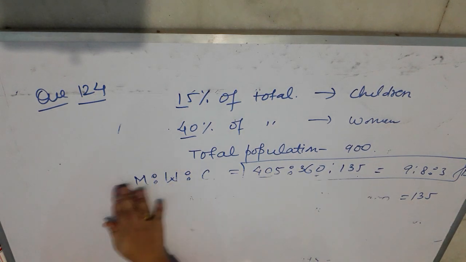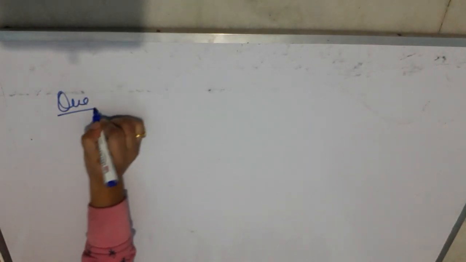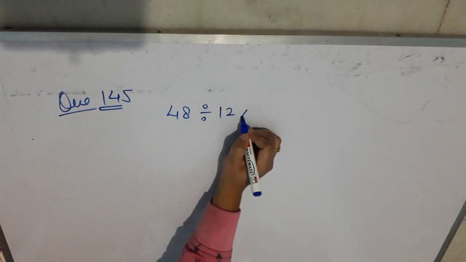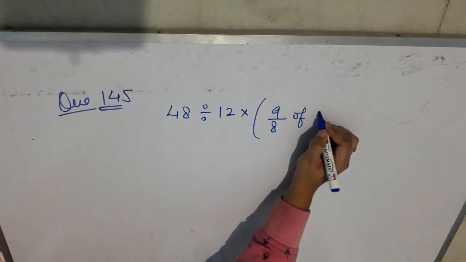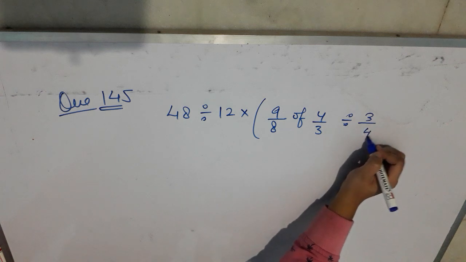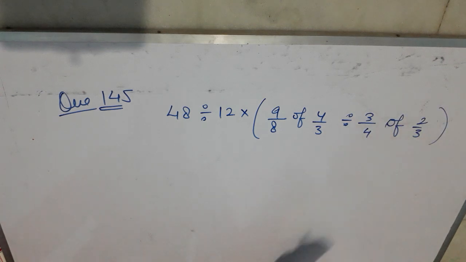Now the next question is 145, which is the simplification. Question number 145: 48 divided by 12 into 9 upon 8 of 4 by 3 divided by 3 by 4 of 2 by 3. Now this question can be solved by the simple BODMAS method.